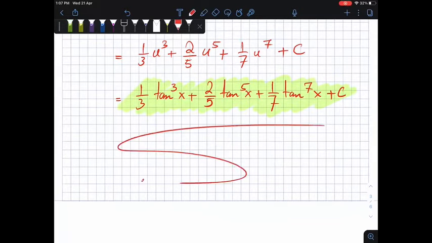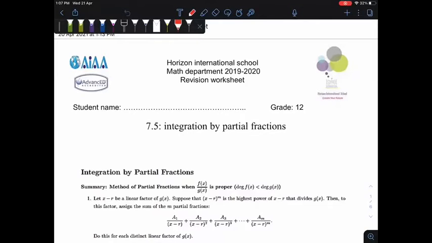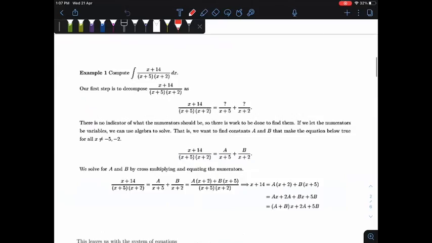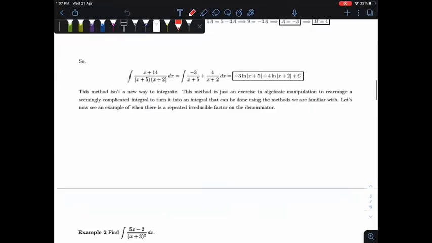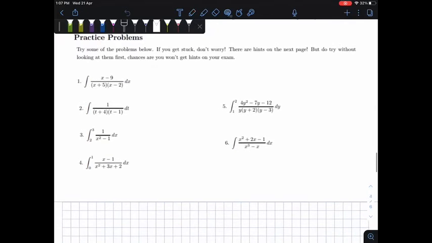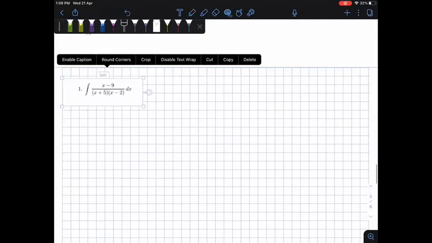Let's revise another important topic: 7.5, integrating by partial fractions. Also this worksheet involves questions that are very important to you. I will send this worksheet, guys, for you to study well. And let's practice one question. Let's take the first, copy and paste.